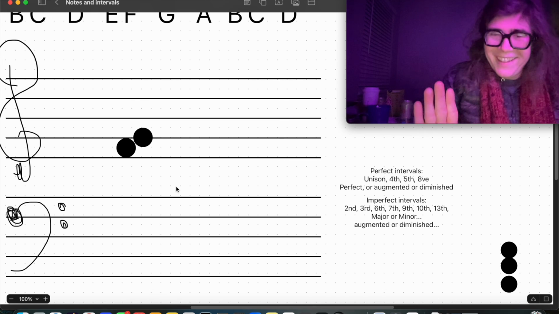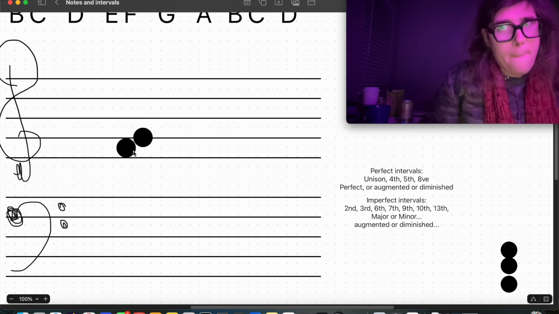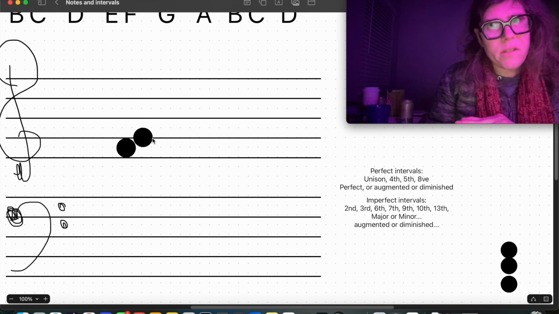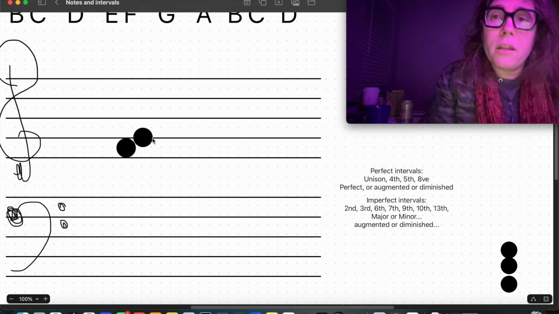Okay. So we know that's a second. How do I know? F is 1, G is 2. It's a second. All there is to it. But what is its quality?